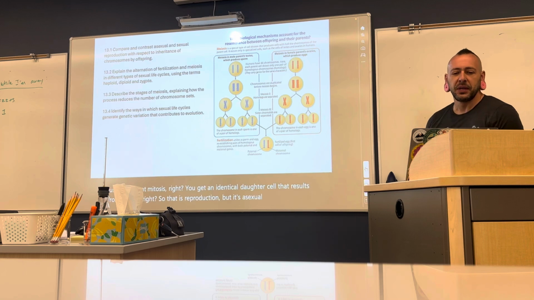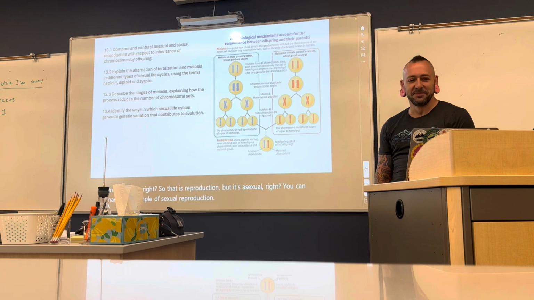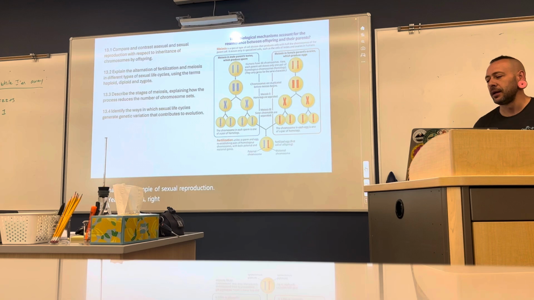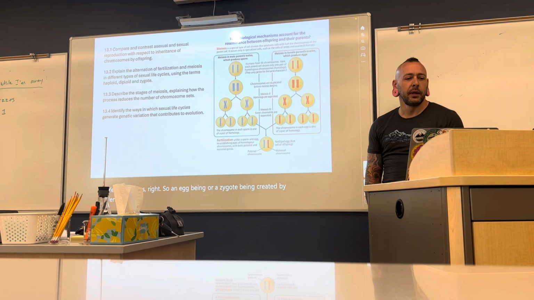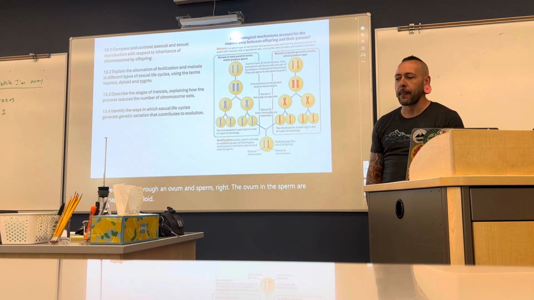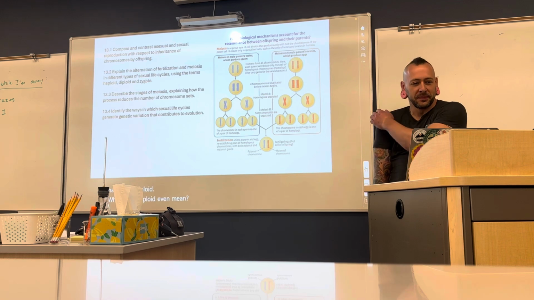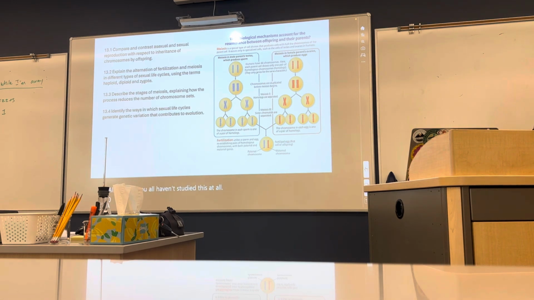Can you name an example of sexual reproduction? Yeah, gametes. So an egg, or a zygote being created by fertilization through an ovum and sperm. The ovum and the sperm are haploid or diploid? What does haploid even mean? Almost like y'all haven't studied this at all. Zero time spent studying for biology, I see.